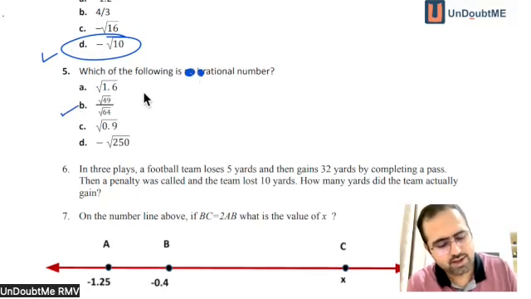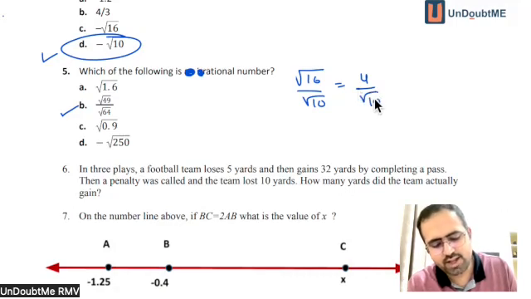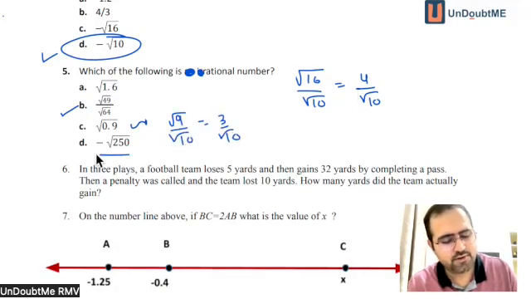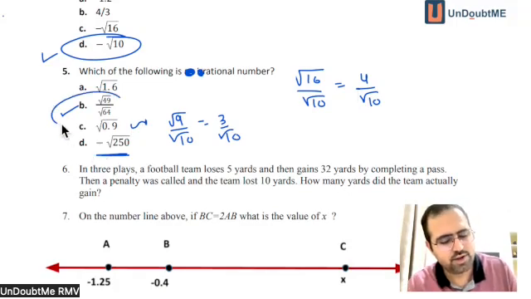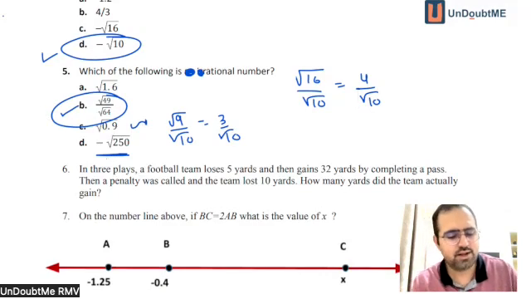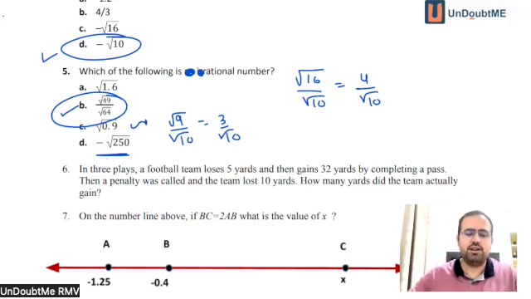Now, if you look at the first option, if you remove the decimal, it will be root 16 over root 10. Root 16 is fine, but root 10 is irrational. Similarly, in C also, it will be root 9 over root 10. So 3 over root 10, irrational. Root 50 itself looks irrational. It is actually irrational. So the only option available is B. The question was which of the following is a rational number?